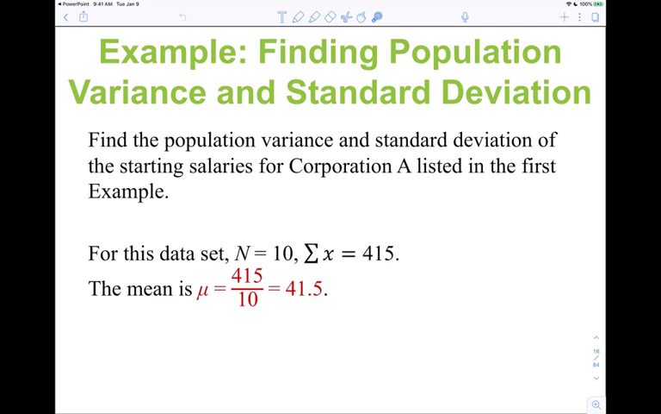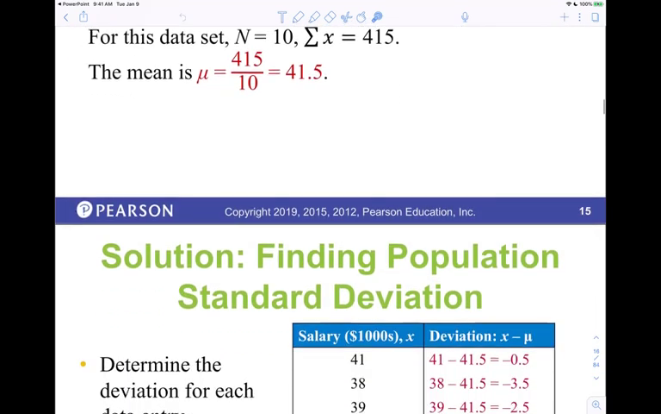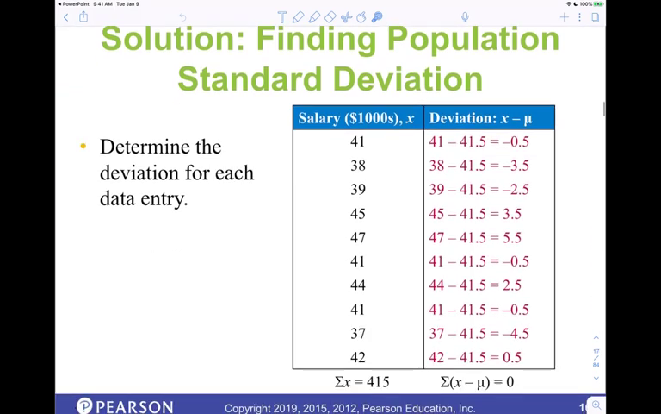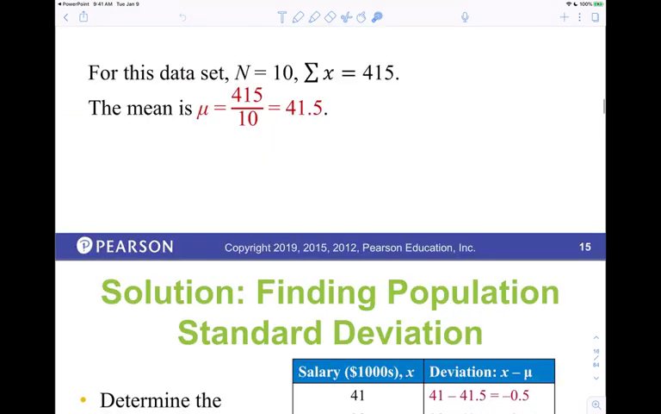Find the population variance and standard deviation of the starting salaries of Corporation A listed in the first example. Okay, I think I can do this from memory, except for the data. Can I see the data? Okay. Well, I guess we'll just use this. This will probably be simpler than doing it by hand.